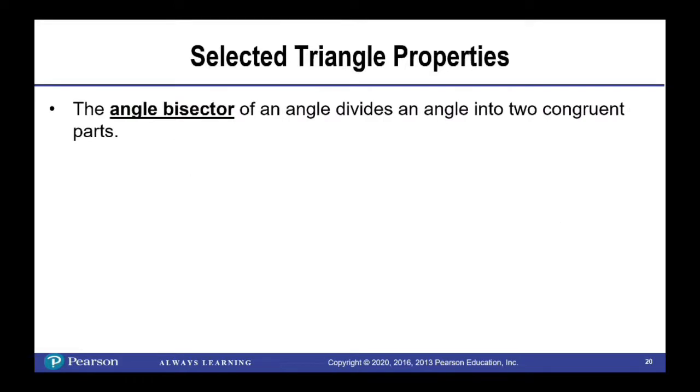We have what's called an angle bisector. Now, an angle bisector divides an angle into two congruent parts. So here's an angle, and if I split that angle with a ray, I have what's called my angle bisector. You'll see your angle bisector here in blue.